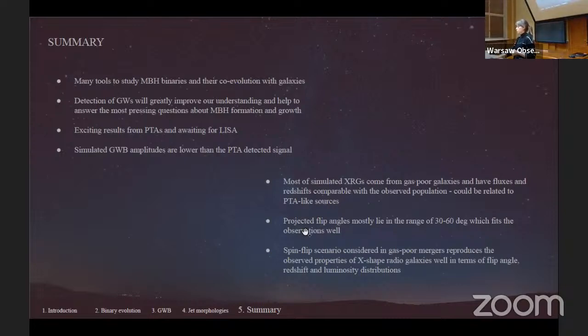And our studies have shown that the spin flip scenario in gas-poor mergers reproduces the observed properties of X-shaped radio galaxies well, in terms of redshift distribution, luminosity distribution, and also the flip angles. We could reproduce the flip angles. Thank you for your attention.